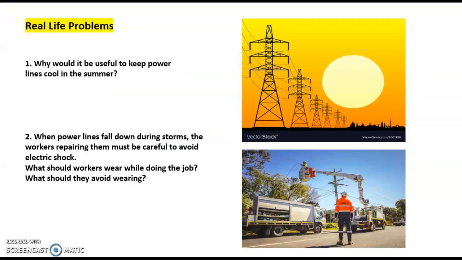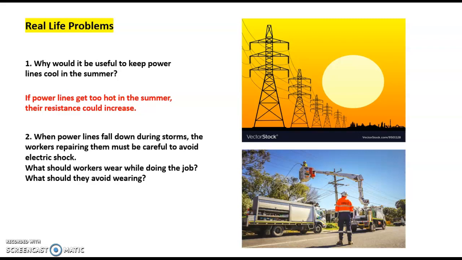Real life problems. Why would it be useful to keep power lines cool in the summer? We just mentioned that as temperature increases, the resistance of an object increases. So we do not want these power lines to have high resistance because we want electricity to reach our homes from the faraway station. So if power lines get too hot in the summer, their resistance could increase, and this has a bad side effect on how much current could reach us.